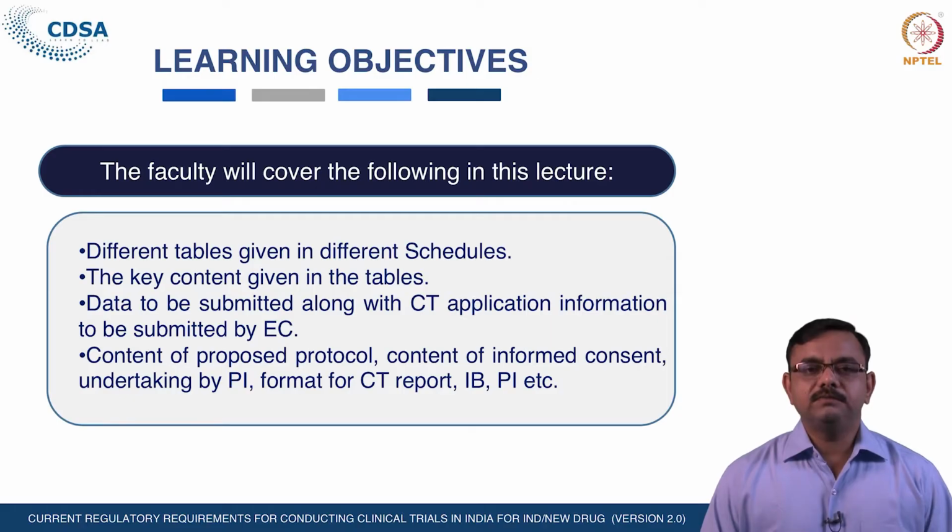The expected outcome from this lecture is that you will know the different tables given in different schedules, which these schedules are, and the key contents in the tables. Further, those which we have not covered earlier, for example the data requirement for phytopharmaceuticals, the content of the ICF, the content of the investigator's brochure, and the content of the PI undertaking, we are going to cover in detail in this lecture, and you will know them.